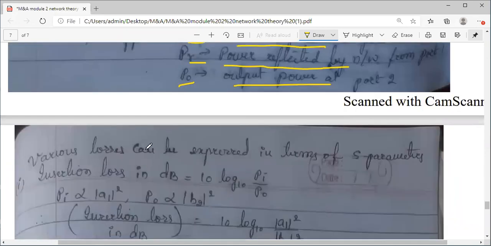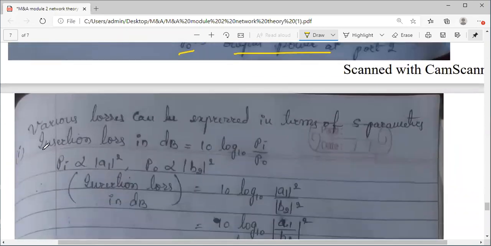Now let me define the different losses. The first one is called the insertion loss. Remember, whenever we come across these losses, they are expressed in decibels. Insertion loss is defined by this equation: 10 log to the base 10 of PI by PO. That is called insertion loss.